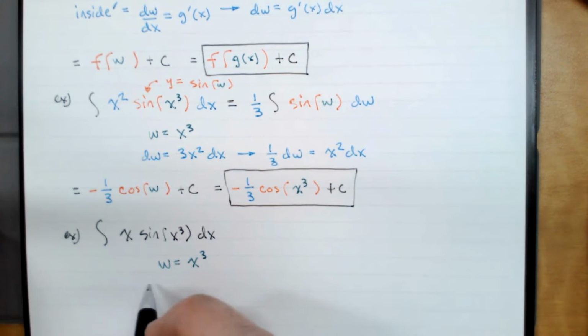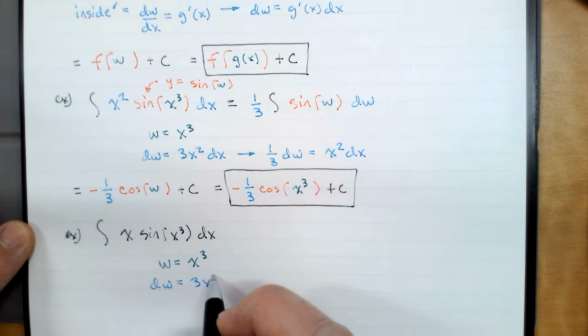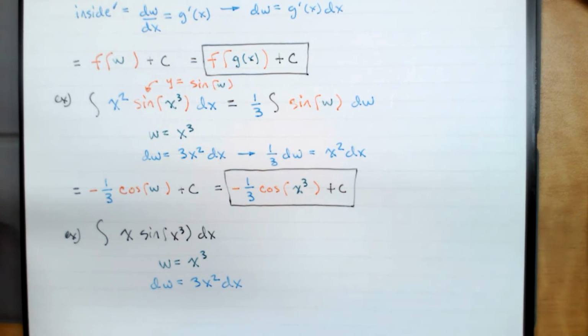If w is supposed to be x cubed, then for my dw, I'm going to need a 3x squared dx. And right now, I know the problem is somewhere for substitution. Substitution has failed me in this problem. Because what we need is an x squared dx, but I don't have enough x up here. I've only got one factor of x, and I need two factors of x. So I don't have an x squared in my original problem. So substitution is not going to work.